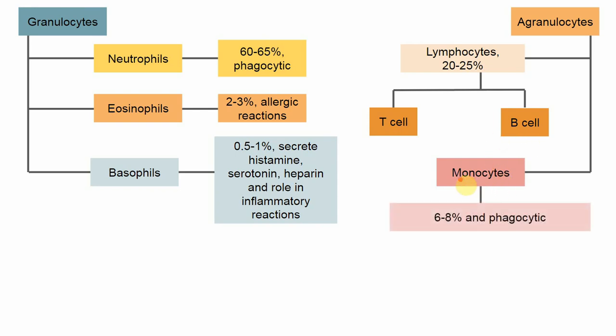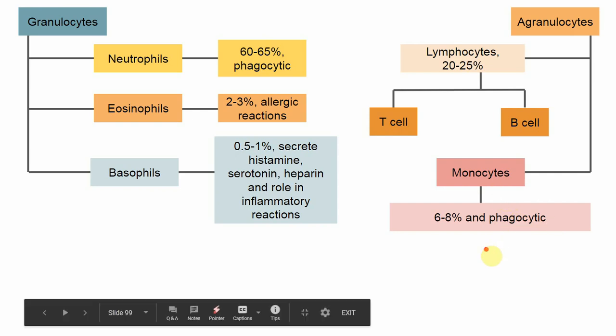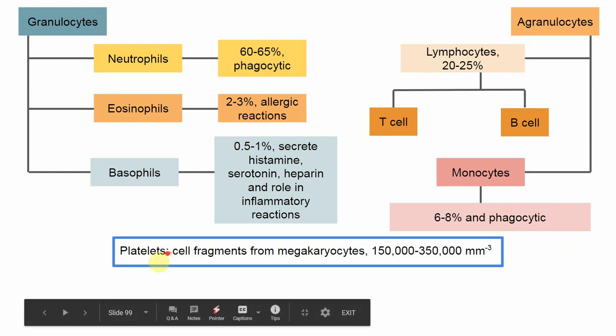So the next one we are having is the monocytes, that is mainly 6 to 8% of the population, and they are mainly phagocytic in nature. Remember, from the monocytes you also get one more type of cell, that is the macrophages. So the last we are having is the platelets, which are mainly the cell fragments derived from the megakaryocytes, and the normal number in the healthy human is around 150,000 to 350,000 per mm cube.